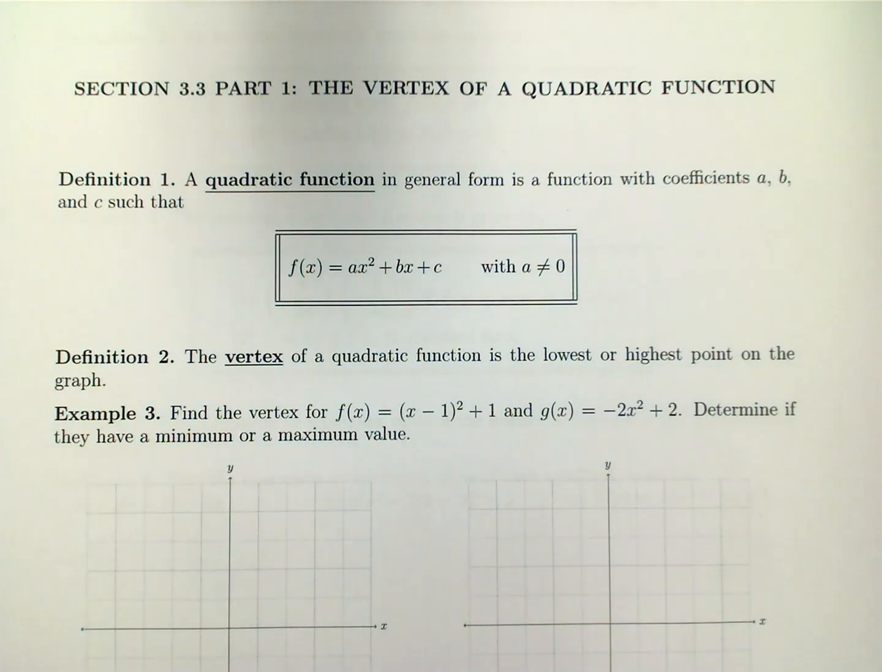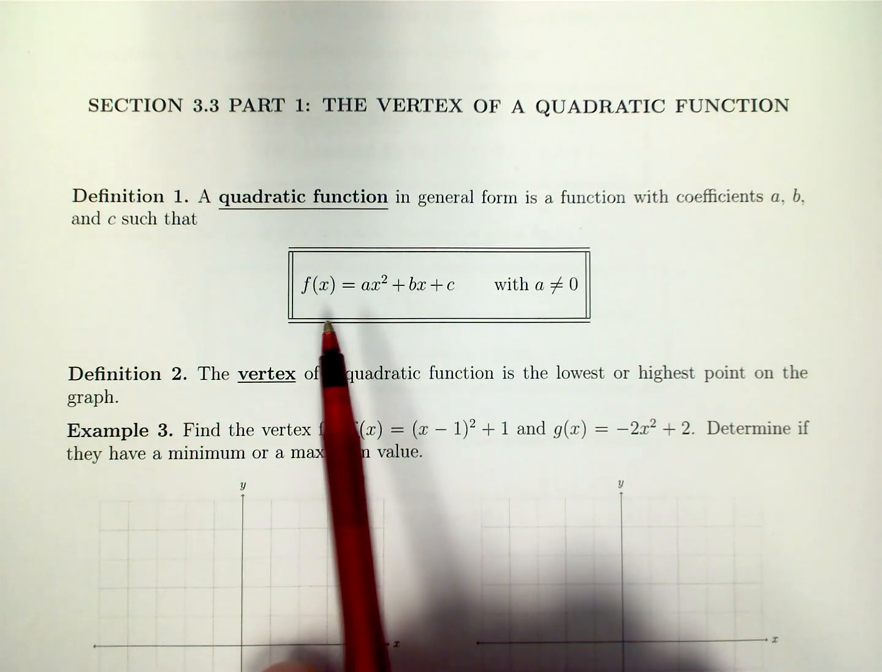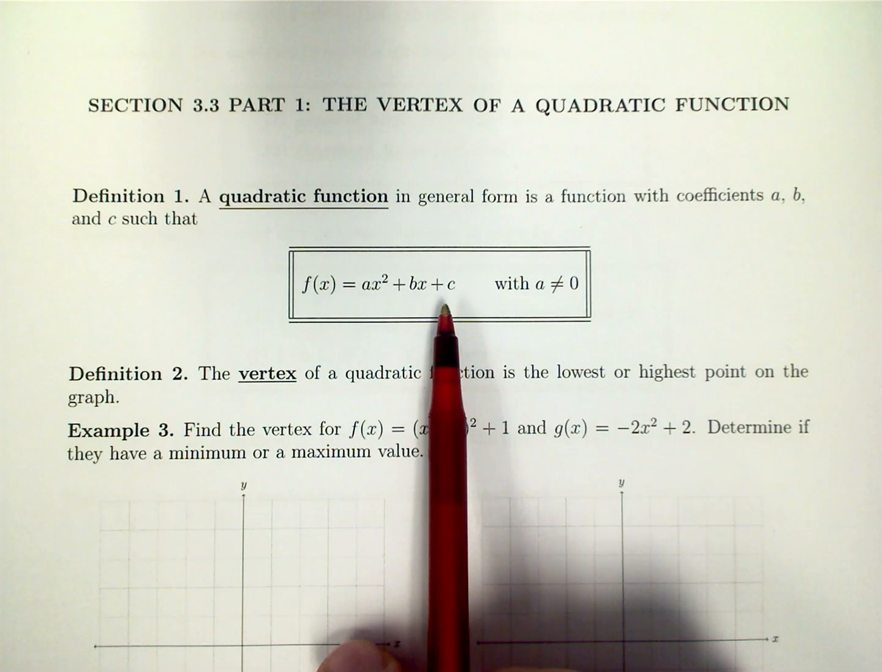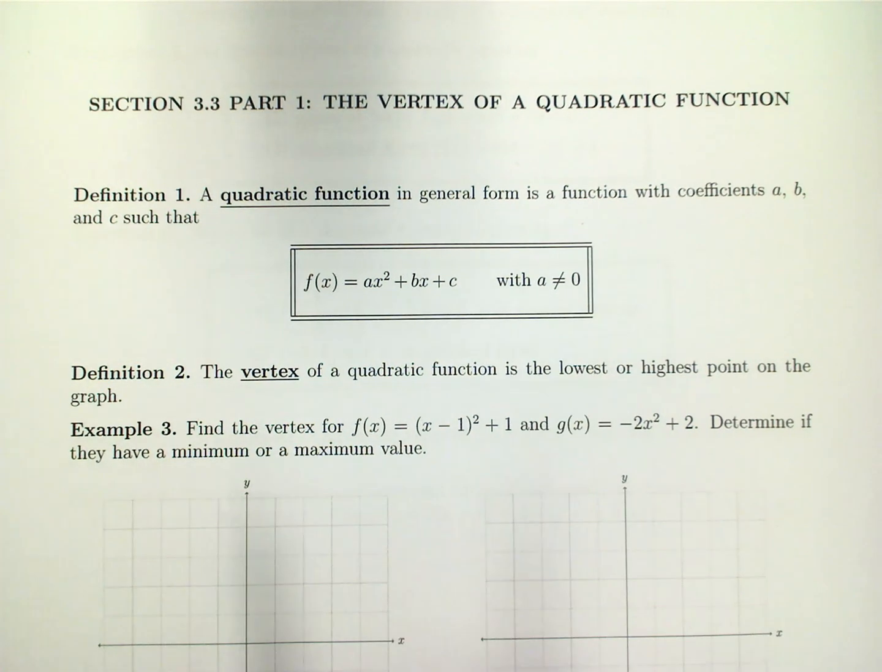In this lecture we will be discussing the vertex of a quadratic function. So in 3.2 we discussed quadratic equations and quadratic functions. Again, to remind us, a quadratic function is a function of the form ax squared plus bx plus c. Now b and c can be whatever they want, but we usually say a is not 0.